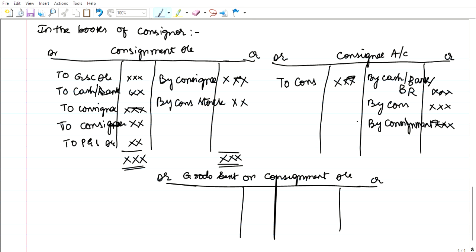And here for the consignee, we can credit to the consignment account. Next is by balance, by cash or by bank account, or if there is no mention, we can write carried down balance. Okay, this is what we get as the balance, and that would be for the consignment account also.